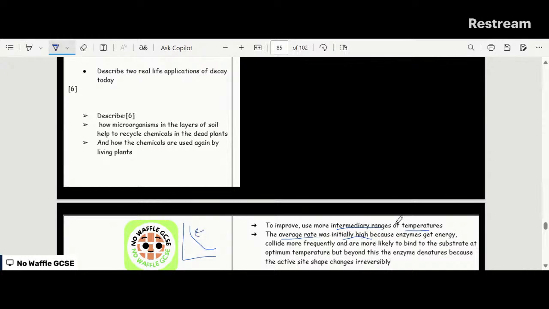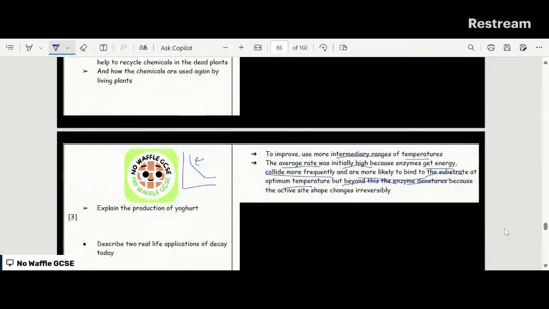You want to say the average rate was initially high because enzymes get energy, and as they get energy, they collide more frequently. They're more likely to bind to the substrate at optimum temperature, but beyond this, the enzyme will denature. As I said, this seems like a paper 1 topic. However, you need to be aware of it.